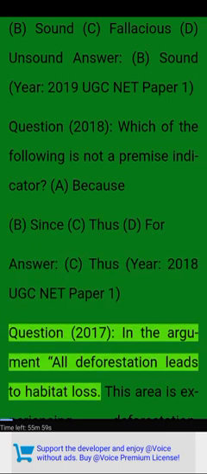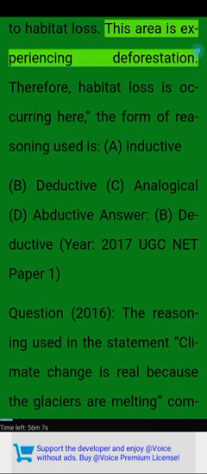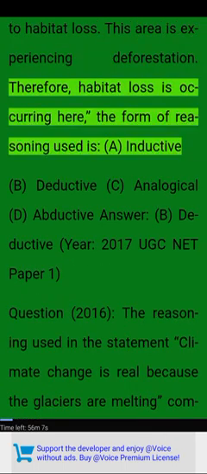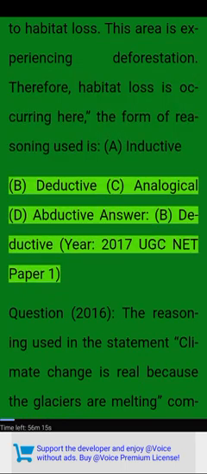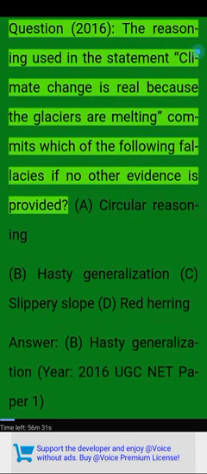Question 2017. In the argument, all deforestation leads to habitat loss. This area is experiencing deforestation. Therefore, habitat loss is occurring here. The form of reasoning used is A. Inductive. B. Deductive. C. Analogical. D. Abductive. Answer. B. Deductive. Year, 2017 UGC NET Paper 1.